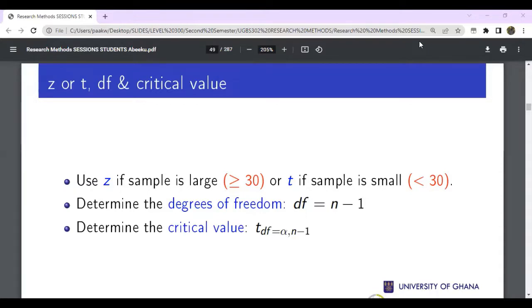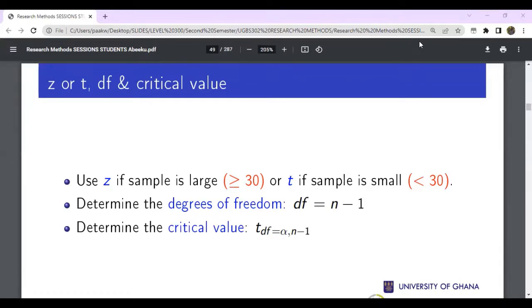Last session we ended at steps in solving hypotheses. So we learned that you have 4 steps in doing so. First of all, you formulate your null and alternate hypothesis. And I'm sure as of now all of you know how to do that. The second step is you calculate the test statistic. You get it? So that is the T or Z.